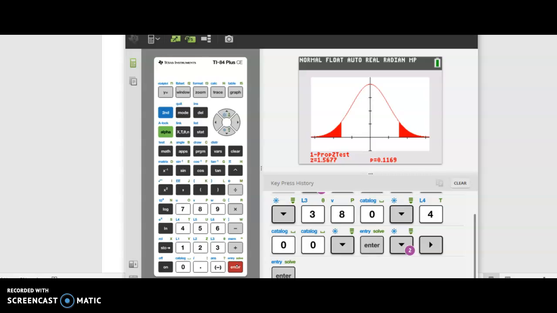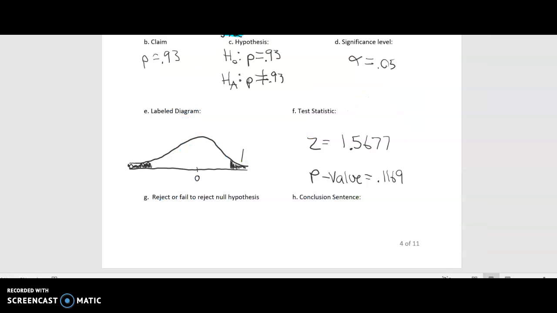And we have a two-tailed test here with p-value of 0.1169 and z is 1.5677. When we go to draw our diagram, we need to remember that this p-value is split into 2 tails. So we really have 0.1169 divided by 2 in each tail. You can calculate that number or just leave it as divided by 2. And then this 1.5677 is on the left tail of our two-tail test.